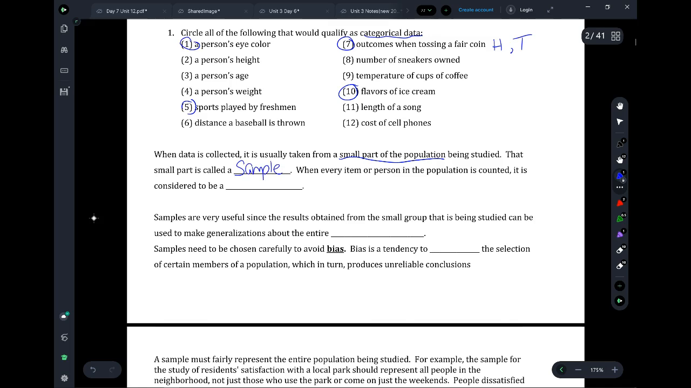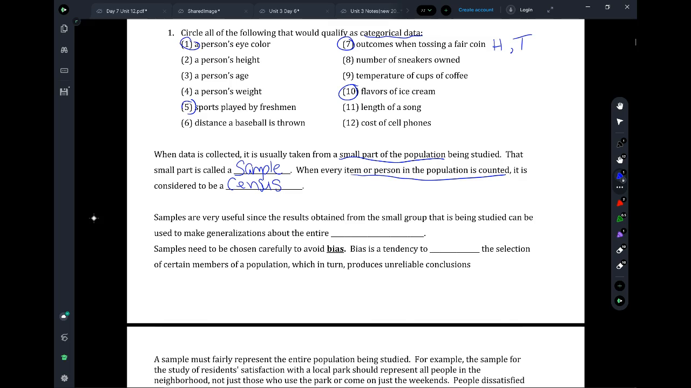So let's say I ask every 5th person that walks into Walmart what their eye color is, and I make a little tally, or a little list of all the different colors that I get. Now, if somehow I'm able to ask every single person in an entire population what their eye color is, that's considered a census. There we go. That's considered a census or a population.